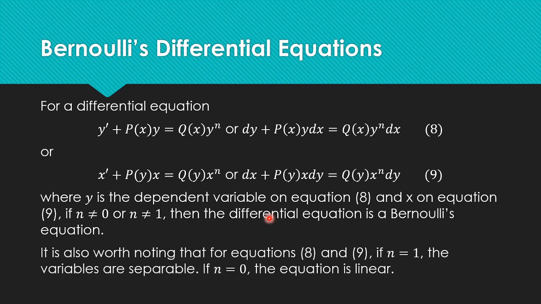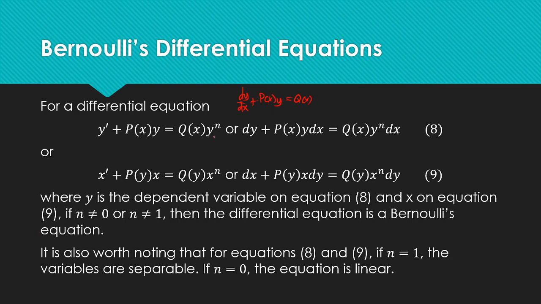So, it's also noteworthy noting that for equations 8 and 9, if n is equal to 1, then they are variable separable. If n is equal to 0, the equation is linear. Pansinin nyo, if n is equal to 0, this is y raised to 0. So, this is q of x. This is the exact form of a differential equation na linear. Diba? Because from the previous discussion, ang linear differential equation is dy over dx plus p of x y is equal to q of x.